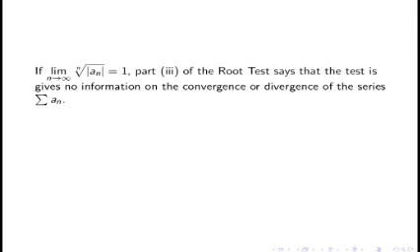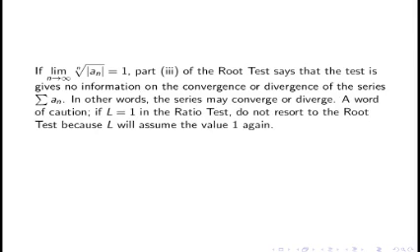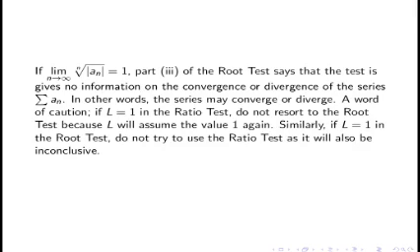Notice that if the limit as n goes to infinity of the nth root of the absolute value of an is 1, part 3 of the root test says that the test gives no information on the convergence or divergence of the series, the sum an. In other words, the series may converge or diverge. It turns out that if L is 1 in the ratio test, you might as well not use the root test either, because it will give you 1 again. Similarly, if L is 1 in the root test, the ratio test will also be inconclusive.